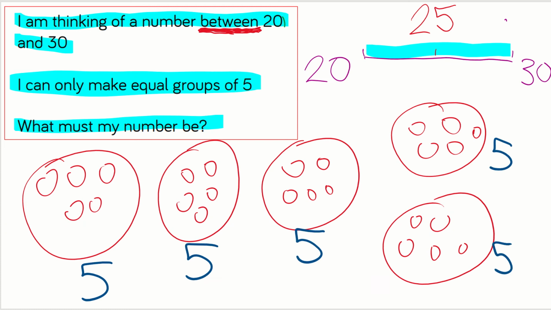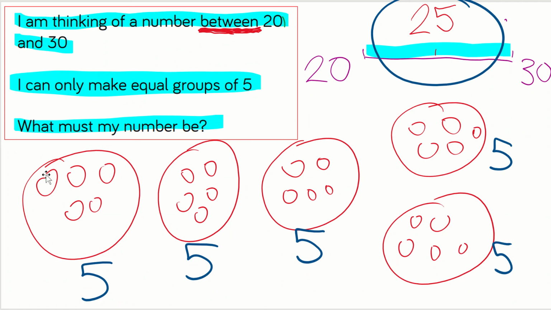There we go. I'm thinking of a number between 20 and 30. I can only make equal groups of 5. What must my number be? 25. We split 25 up into groups of 5, and they were all equal groups of 5. There's 5 groups of 5. Lots of 5s involved. So if you can start to make those links between counting up in 2s, 3s, 5s and 10s and our times tables, it will really, really, really help you when you start to think about dividing.